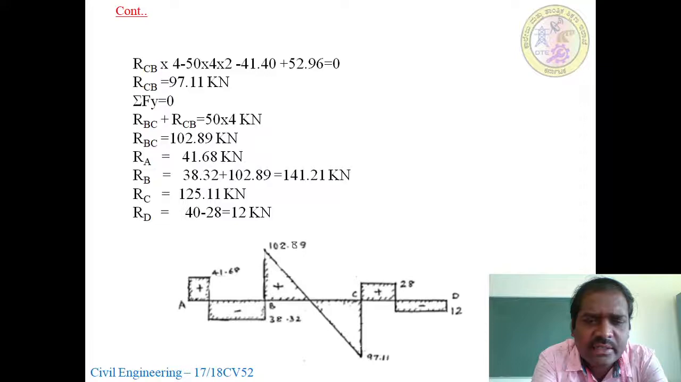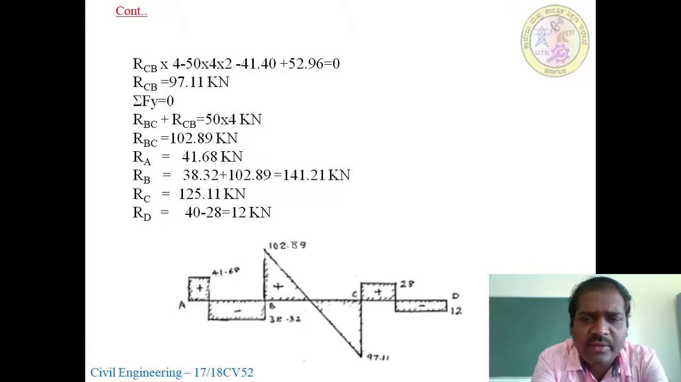The next rise: what is the RB value? RB is 141.21 minus 38.32, so you will get 102.89. If it is a UDL, it will be a triangle shape like this, 102.89. What is the total load here? 50 into 4, it will be 200. 102.89 minus 200, you will get 97.11 negative.